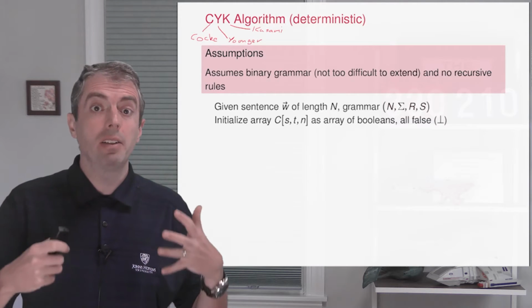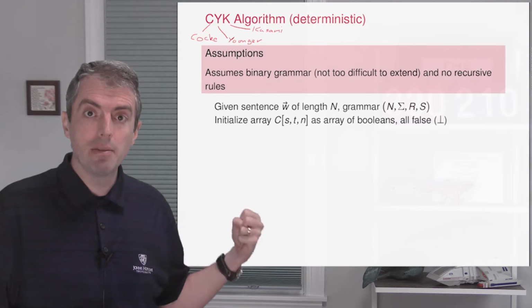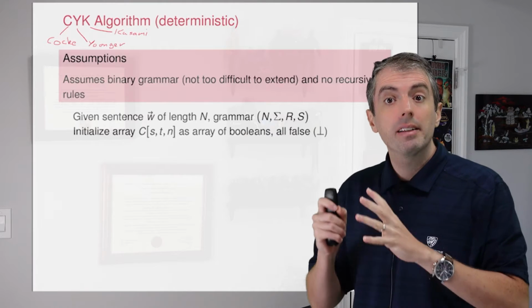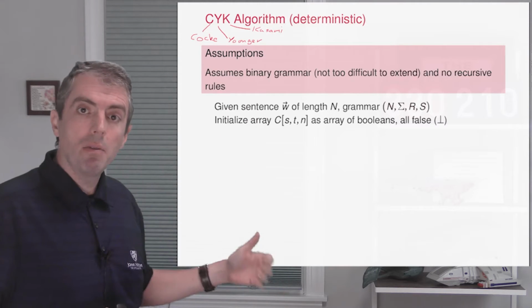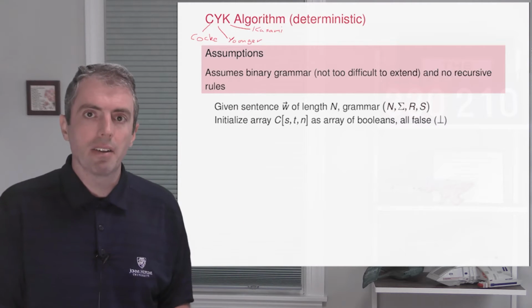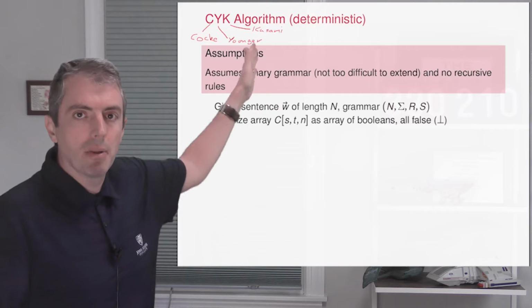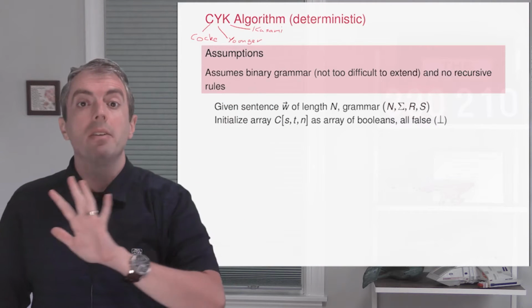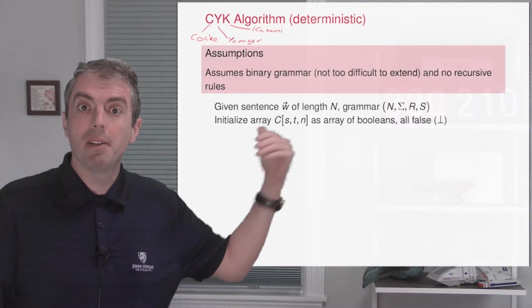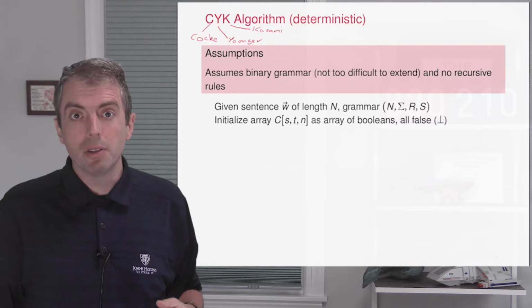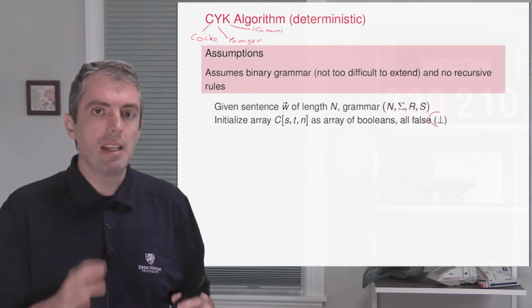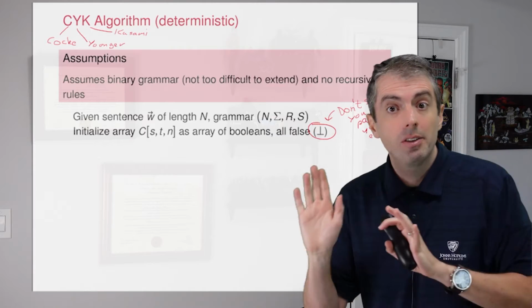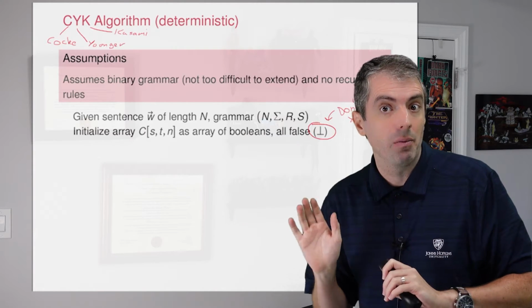Eventually, we want to take a look at the cell C[0, L]. Is there a way to cover our whole sentence with the start symbol? But instead of going top down, we're going to go bottom up. Here's the algorithm. You're given as input a binary grammar and no recursive rules. This means that you can't have the same non-terminal on both the left and right-hand side of a rule. You begin by initializing an array, and you set all of the entries to false. Unless you have evidence otherwise, you can't cover a span with a non-terminal.